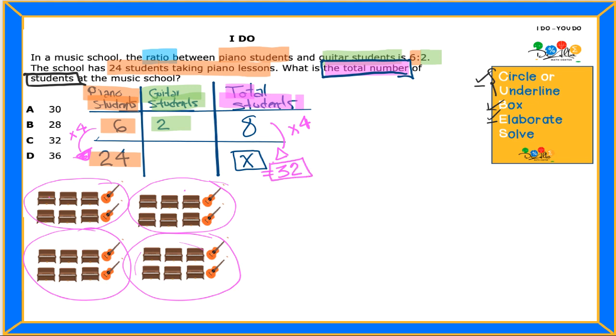And we can prove that by counting how many are in one small group. 1, 2, 3, 4, 5, 6, 7, 8. Now this is one total, right? But to get to 24 piano students, we are repeating this number 1, 2, 3, 4 times. So if this is 8, 8 times 2, 16, 8 times 3, 24, and 8 times 4, 32. Awesome, guys. So this way we found our answer.